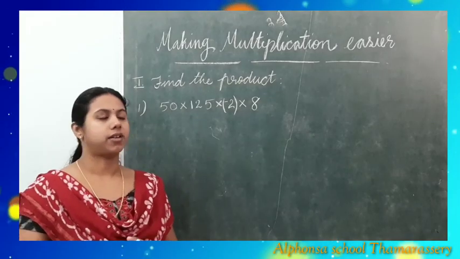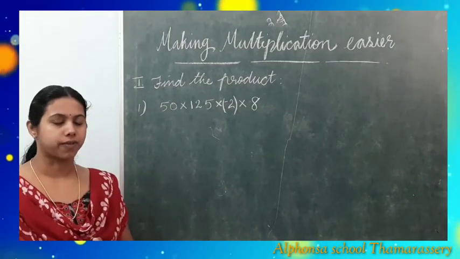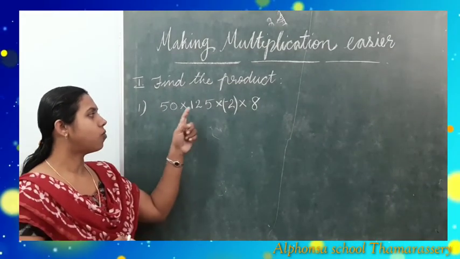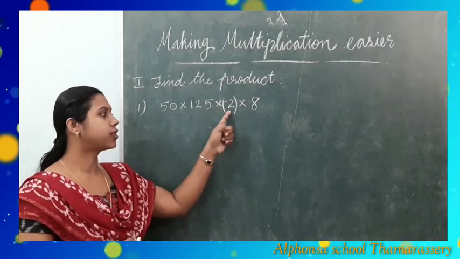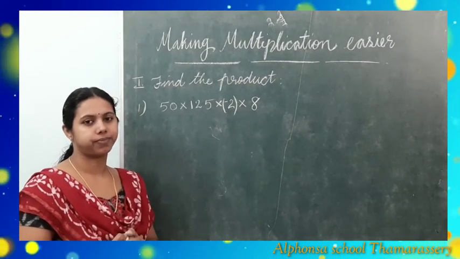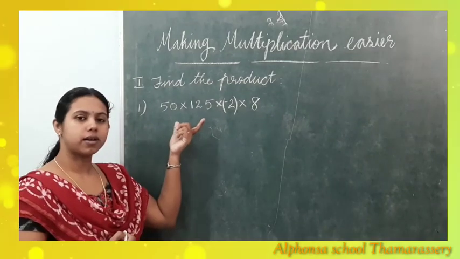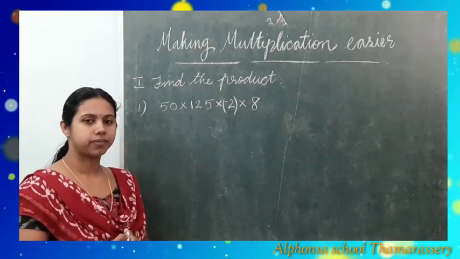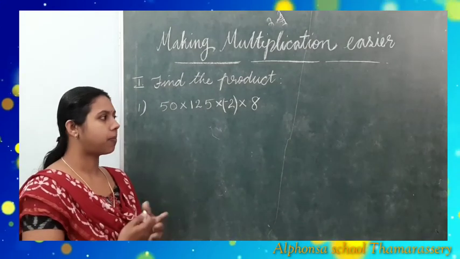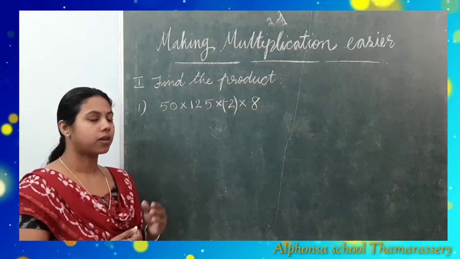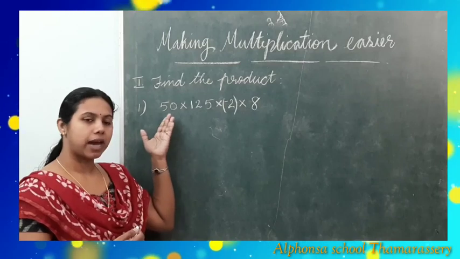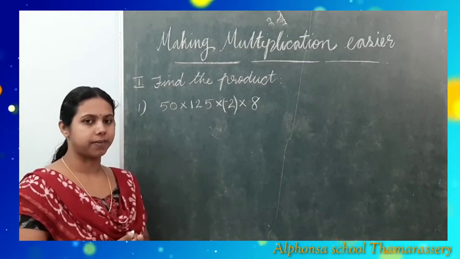So children, now you take your maths notebook and do these questions. Let us see this question. Find the product: 50 into 125 into minus 2 into 8. Here 4 numbers we are multiplying. Using the properties we studied, you can make this calculation easier.